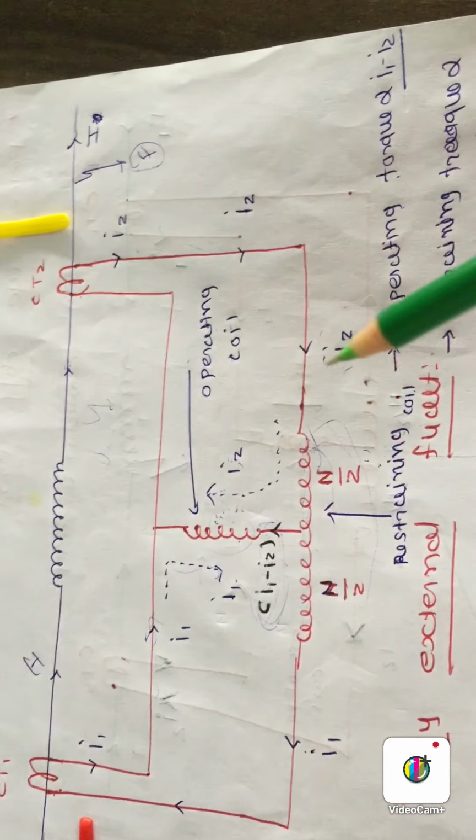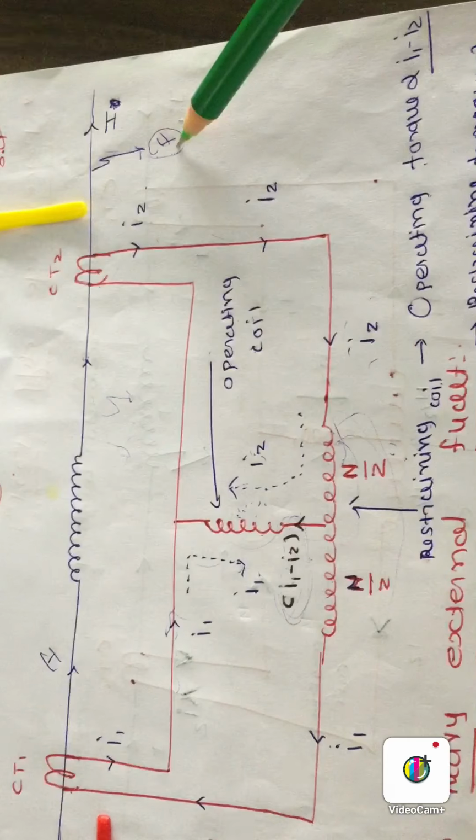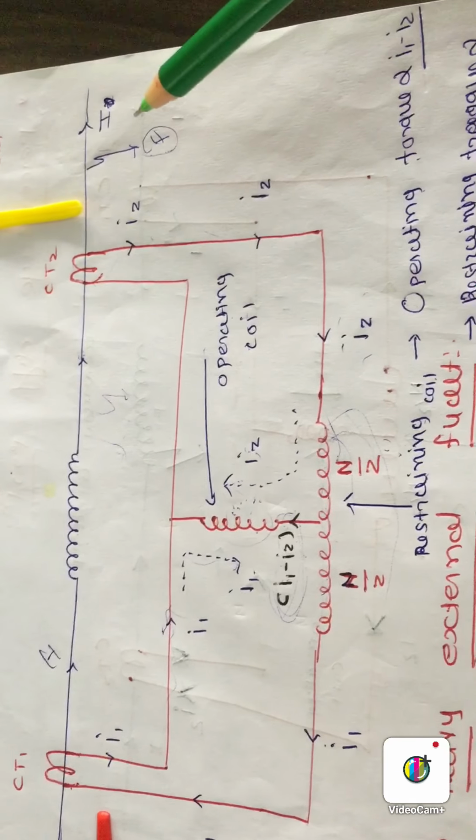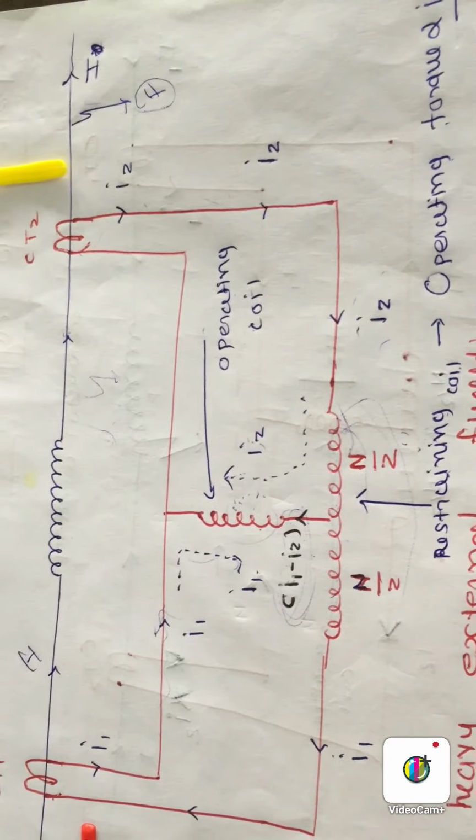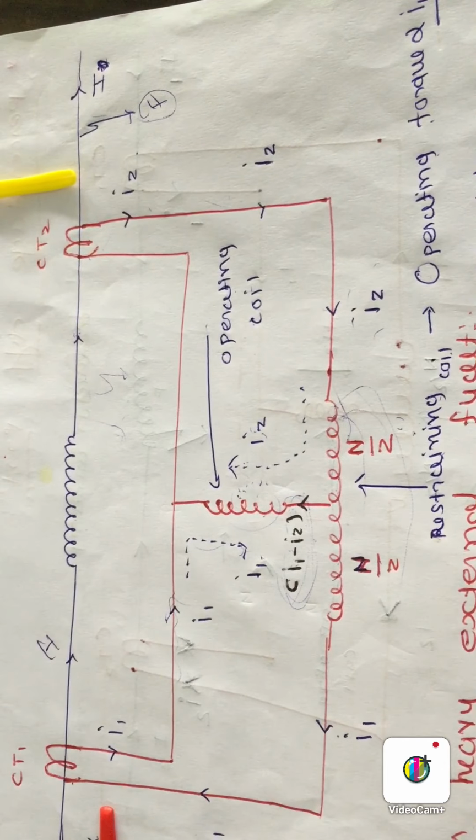So our relay will not operate for external fault condition. Okay, so this is the disadvantage of the simple differential relay. Okay, it will be overcome by the percentage differential relay.